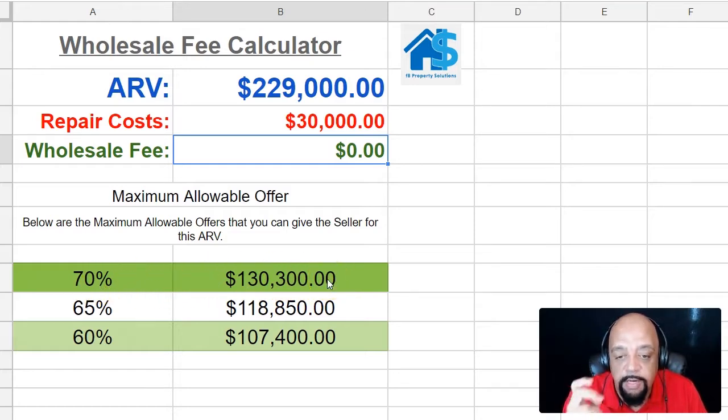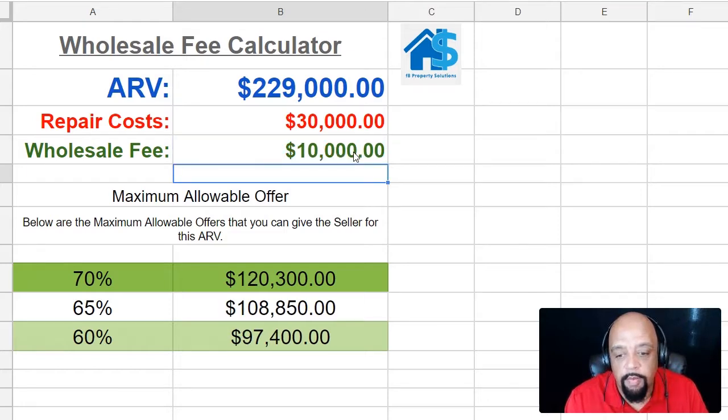But you as a wholesaler need to sell that contract. So you need to build in your wholesale fee. So maybe you want to make 5,000, 10, 15, 20,000 on the deal. So right here at your wholesale fee, you want to put in what you want to make. So let's say we want to make 10,000 on the deal, which is typical. So now we have down here our maximum allowable offer that we can make to the seller based on this ARV.